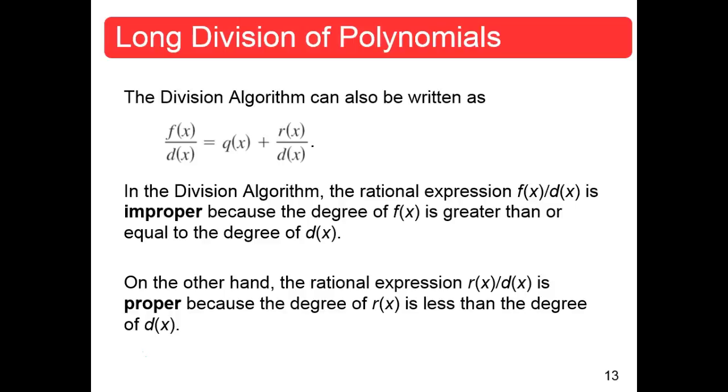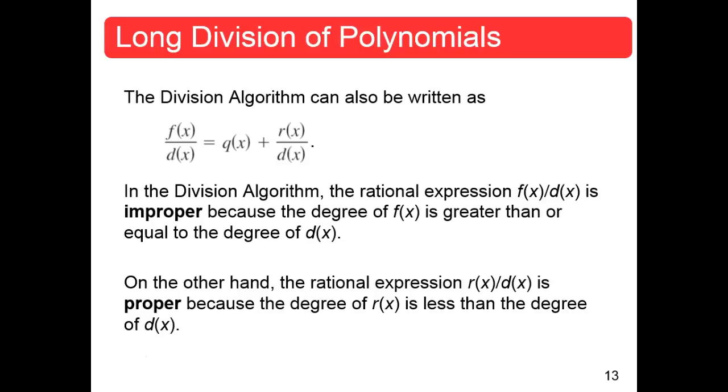Here's the other way you can write it. Like I said before, the dividend divided by the divisor is equal to the quotient plus the remainder over the divisor. And you see the degree of the remainder must be less than the degree of the divisor. The degree of the dividend must be greater than or equal to the degree of the divisor. All right, in the division algorithm, the rational expression f of x over d of x, this is what we're going to do in section 6, is improper. F of x over d of x is improper.